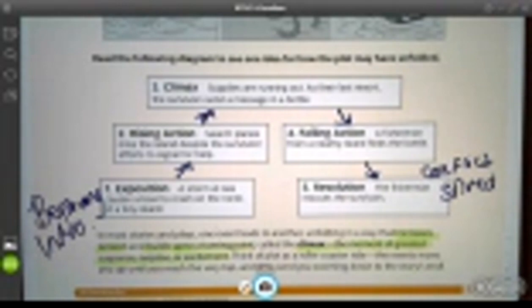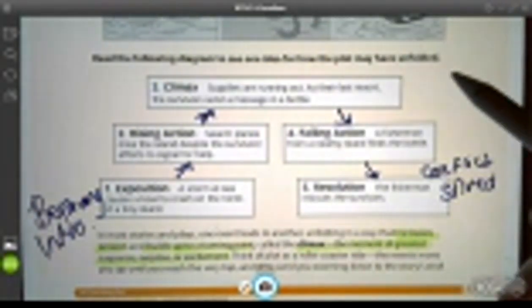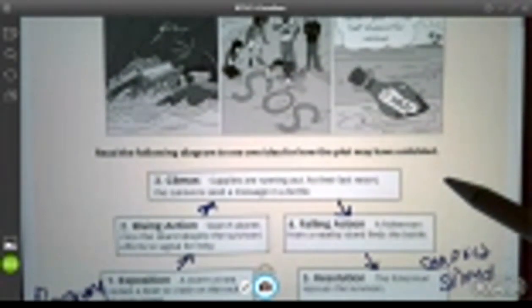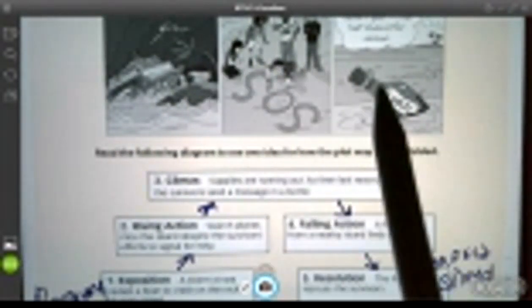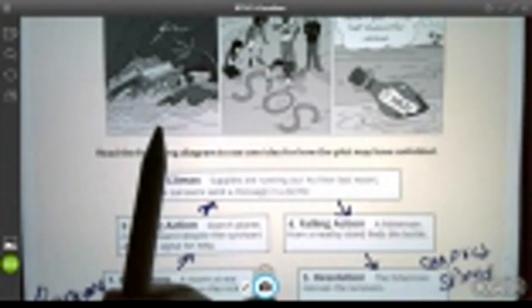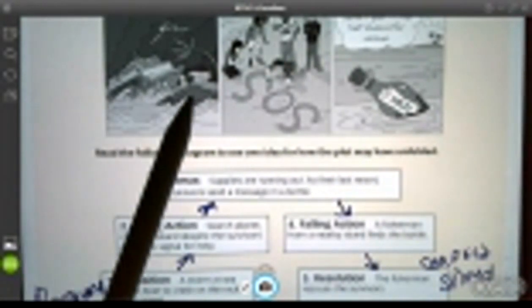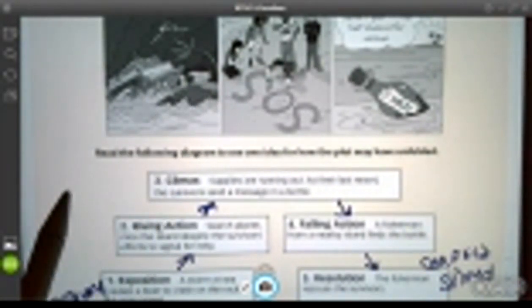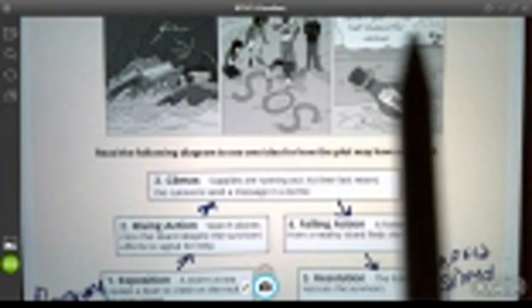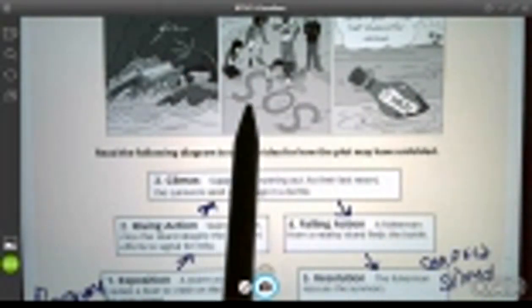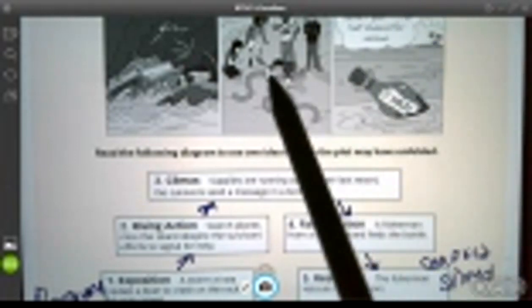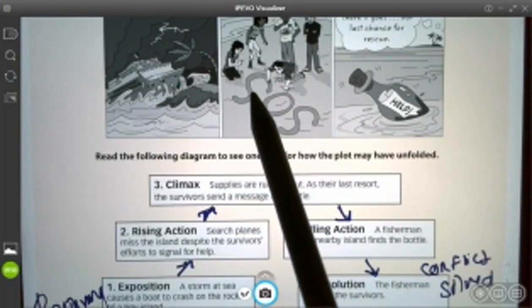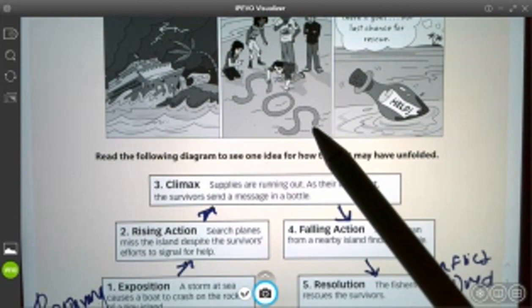Okay, so this is what we're going to be practicing. Let's take a look at our story in our plot mountain or plot roller coaster here. So at the beginning, there's a storm at sea, and it causes the boat to crash on the rocks of a tiny island. And search planes miss the island despite the survivors' efforts to signal for help. So they're writing an SOS, a big signal in the sand.